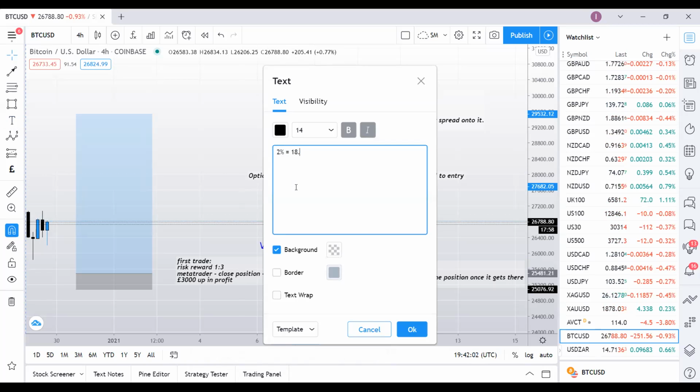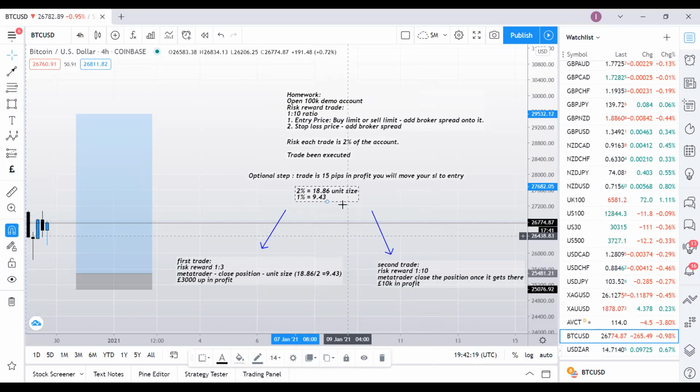Equals 18.86 unit size. Yeah. 1% equals 9.43. Yeah. So just remember this.